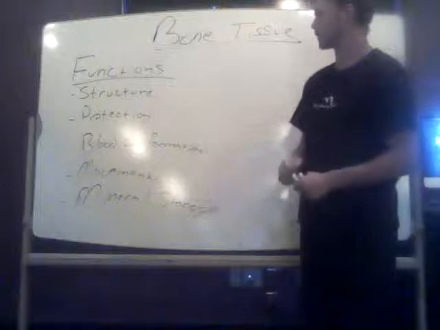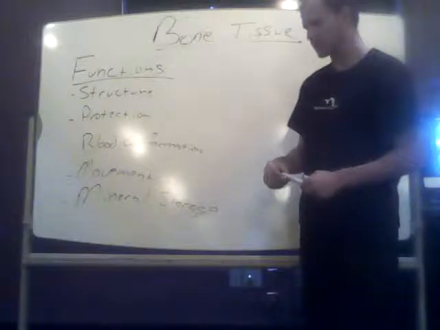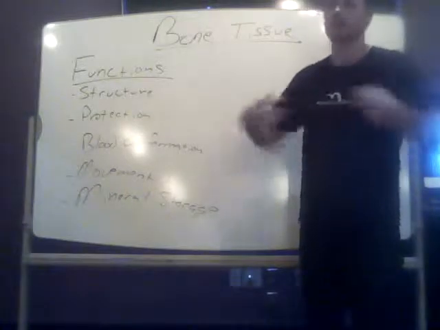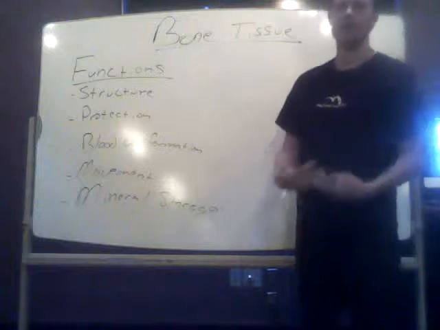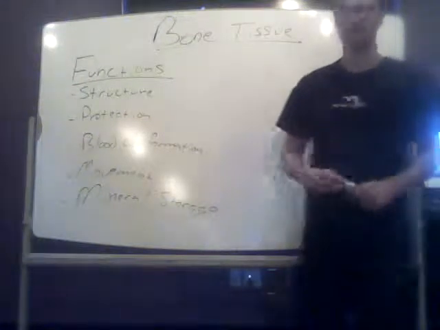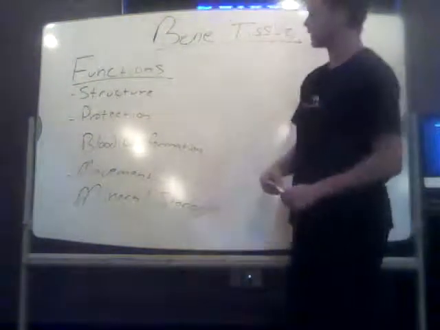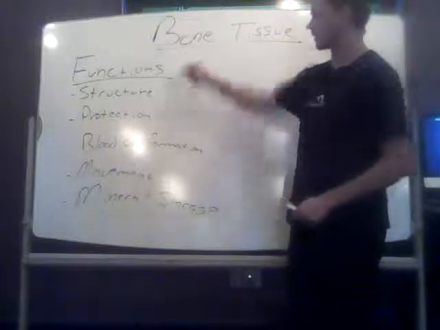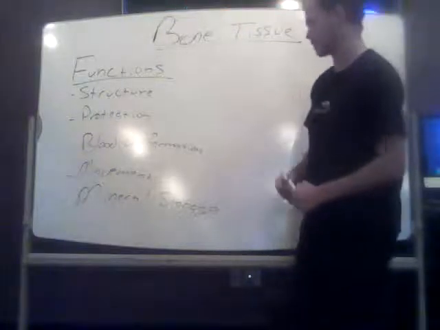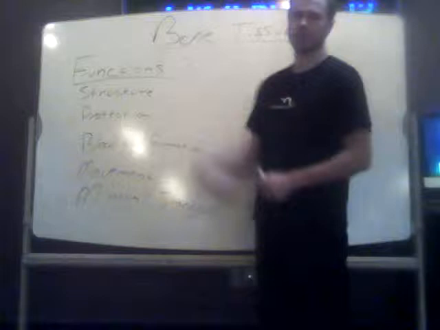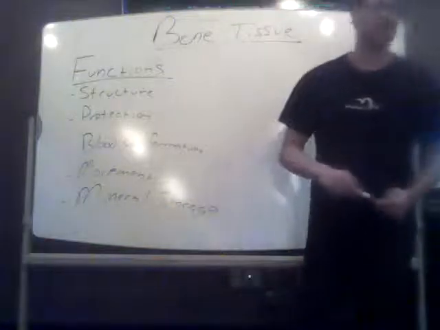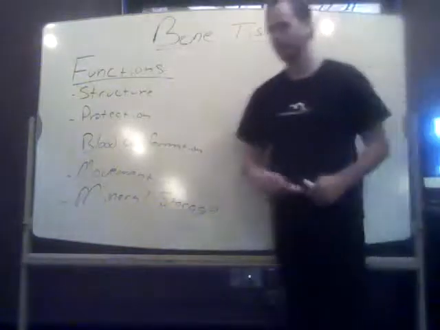Bones also give us structure via our thoracic cage, our arms. We physically are shaped the way we are because of how our bones are designed. And part of the structural aspect of bone is protection. Bones are pretty solid tissues.